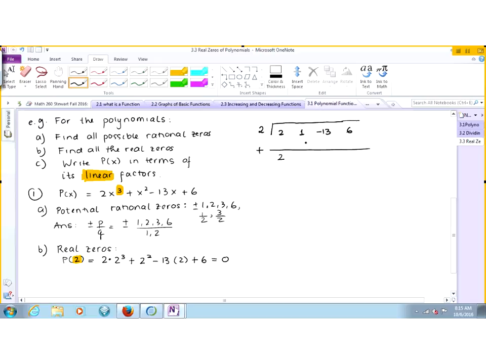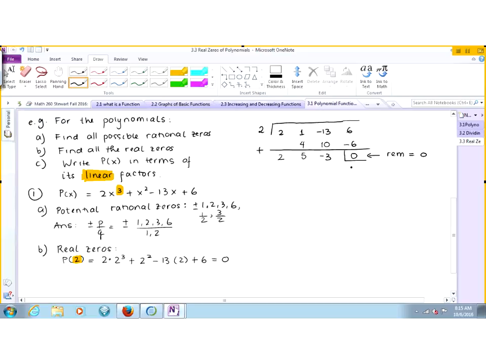Then what am I supposed to write here? 2 times 2, which is 4. And then we add this 1, giving 5. What am I supposed to have right here? 5 times 2, which is 10. So this is negative 3. I was going to write negative 13. No, negative 3. So this is negative 6 and 0. So you see that the remainder is 0. Why? Because 2 is a zero, meaning the remainder must be 0. All right. Good.